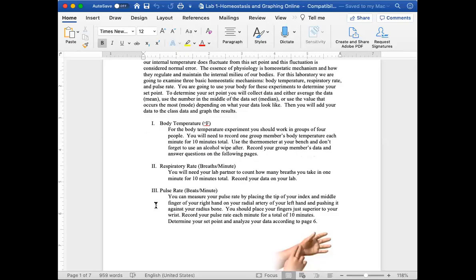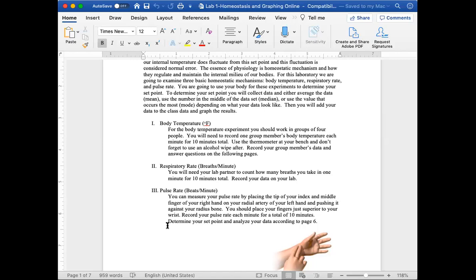And so for pulse rate, you can count for 15 seconds and multiply that by 4 to get beats per 60 seconds. For respiratory rate, you can do 30 seconds times 2. And you need 10 measurements for each of these. And then you're going to figure out your set point for each of those.